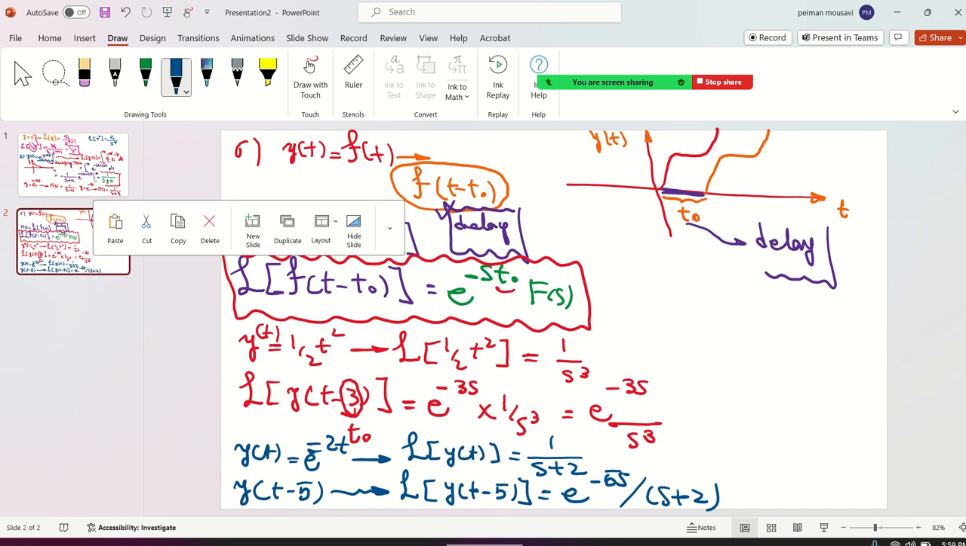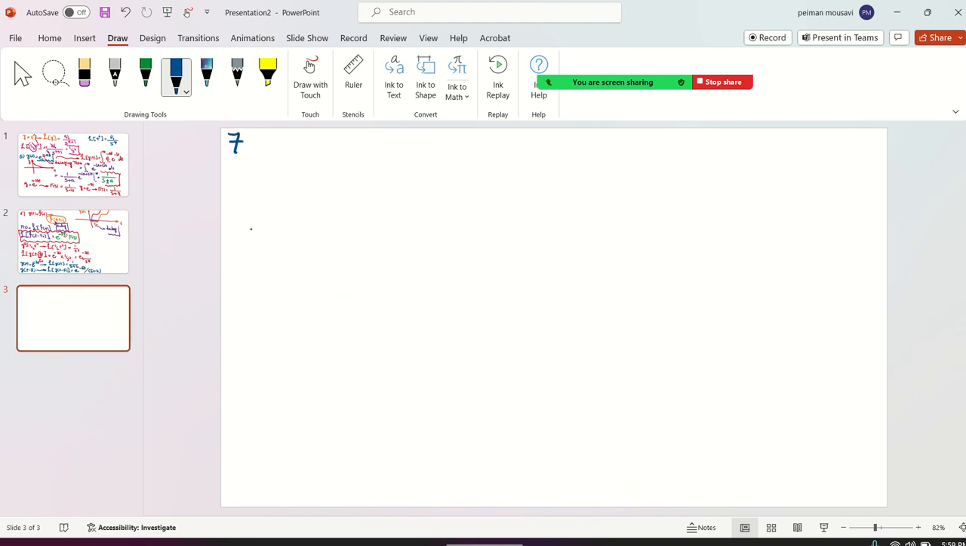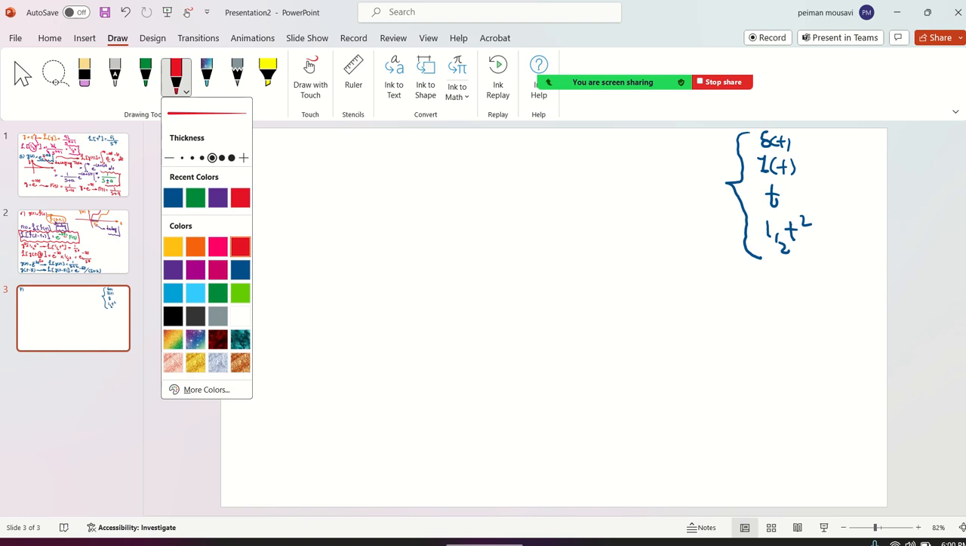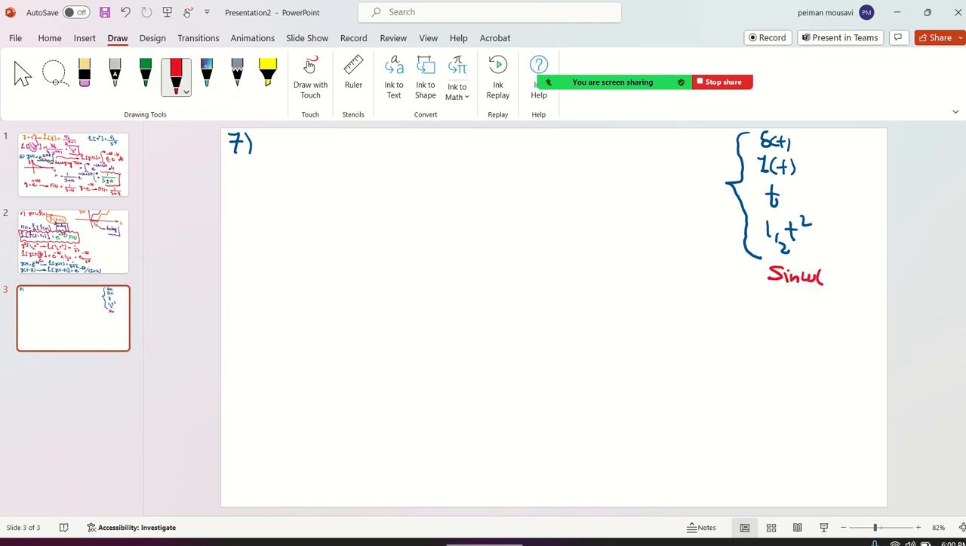Now, number 7. I promised you that we have many important inputs to the system that you're going to see throughout the semester: impulse, unit step, ramp, parabolic. Another thing that is very important is the harmonic input to the system, sine omega t or cosine omega t. We're going to use this in the Bode plot. I'm going to teach you in a couple of weeks, Bode plot by mathematics and in MATLAB.